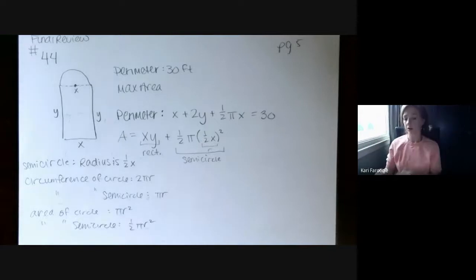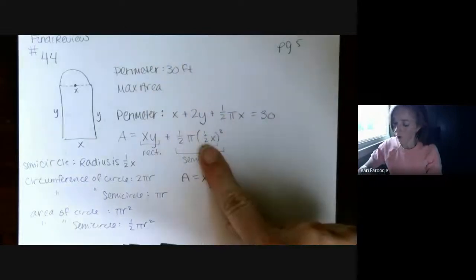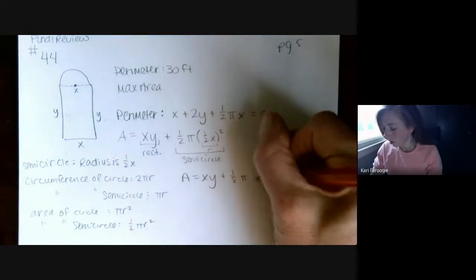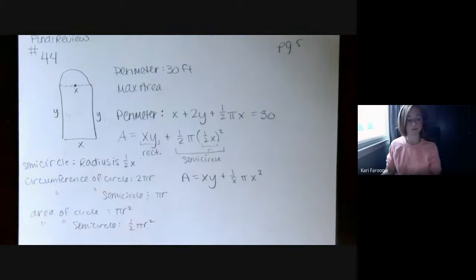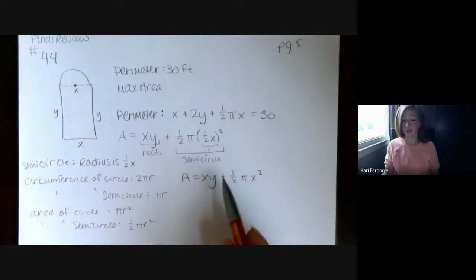And then we'll simplify that equation. xy plus 1/2 squared is 1/4. Times that by 1/2 and you get 1/8 pi x squared. So now we're going to have to go through and solve for a variable using the perimeter equation. Now notice that in your area equation, you have an x appearing in two different terms. You only have a y appearing in one term, and it's only to the first power. So if I were you, I would sub out the y.